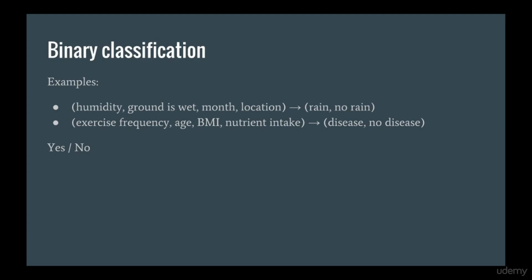So previously, we only discussed binary classification, for which there are many real-world applications. For example, we could take as inputs the humidity, whether or not the ground is wet, the month, the geographical coordinates, and try to predict whether or not it will rain. Another example is we could take inputs like how frequently someone exercises, their age, their BMI, and what types of food they eat, and try to predict whether or not they will get a certain disease. So these are typically yes or no questions.